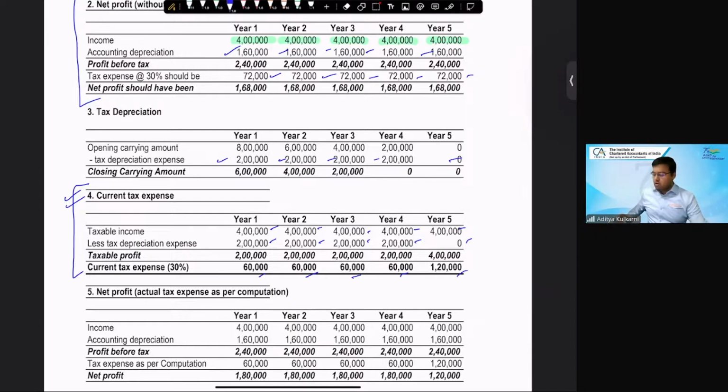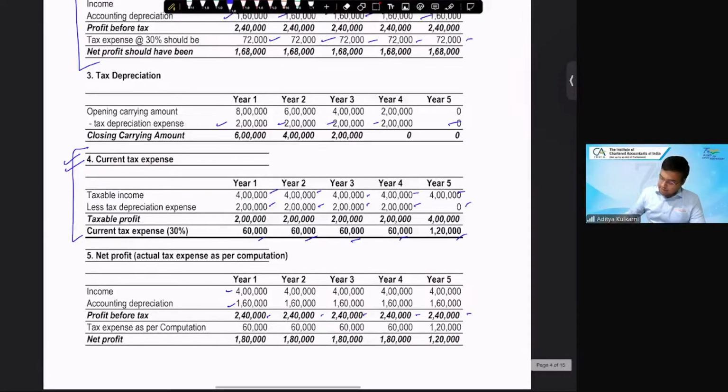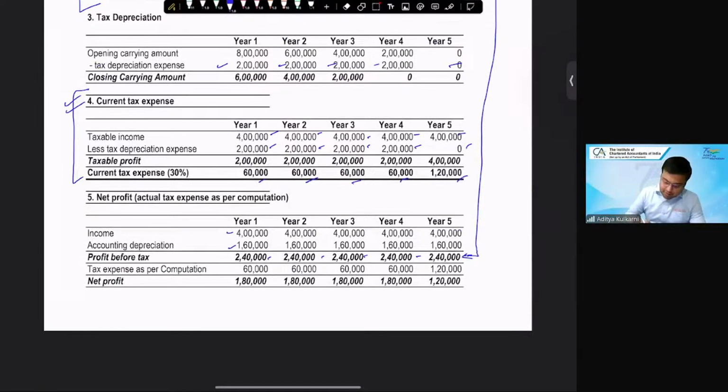So that takes care of current tax expense. Now, let us move on to the net profit. How does it look like? See, my accounting depreciation is 160, income is 4 lakhs. So 2 lakh 40 per annum. This is the same as what I got here. Now, my tax expense is coming from here because your tax expense is computed as per the tax laws. So 60 for the first 4 years and the fifth year is 1 lakh 20. So your net profit is coming to 180 for the first 4 years and 1 lakh 20 for the last year. What is the anomaly that we are able to see here?